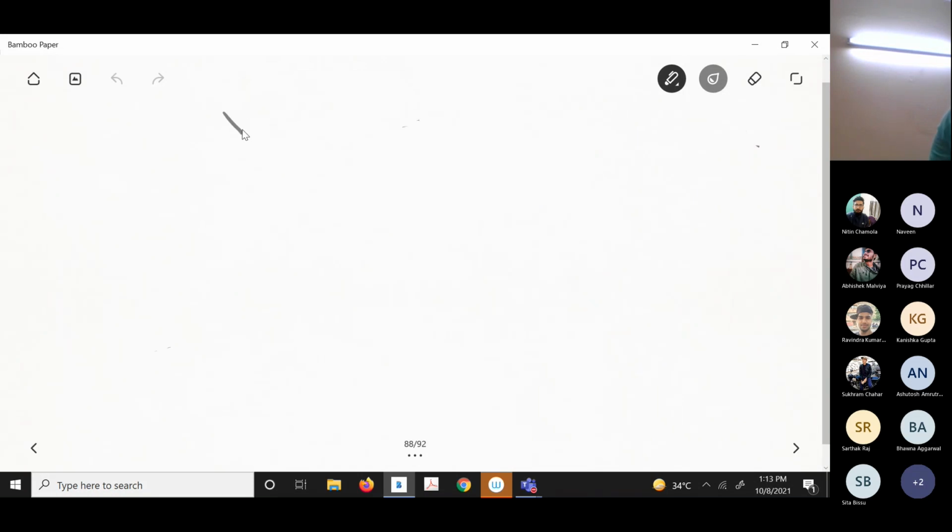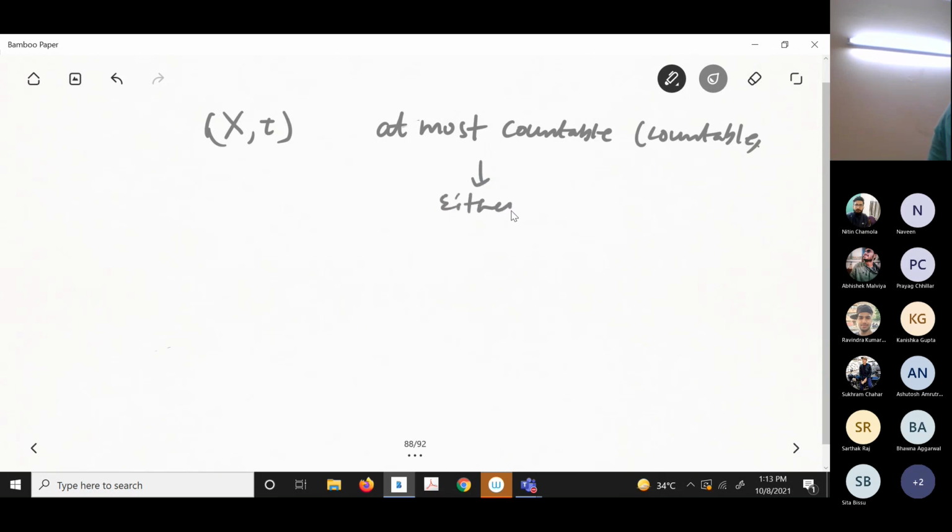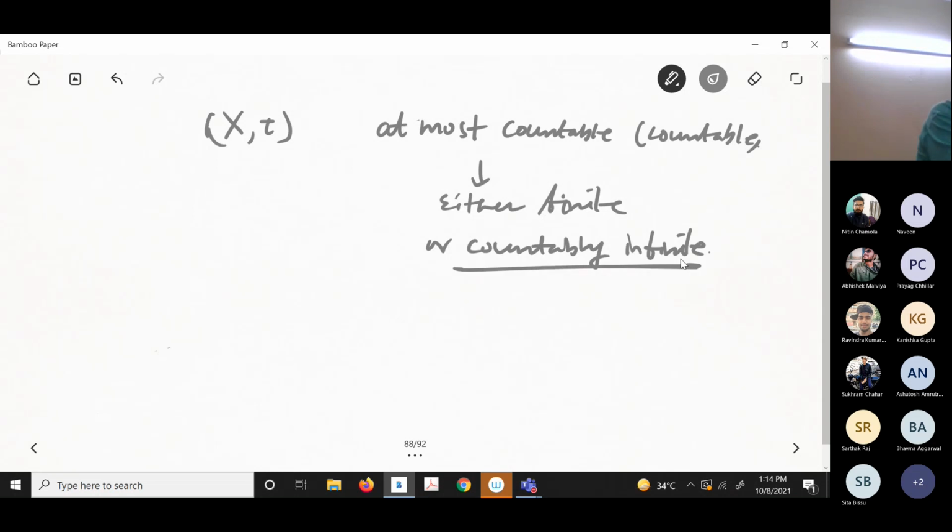let me define formally. So X is a non-empty set. Here I have used the word at most countable, but some people also just use countable. At most countable means, some people use the word simply countable also. It means either finite or, if it is infinite, countably infinite. That means it can be put into one-to-one correspondence with a set of naturals, countably infinite. So that is called at most countable. Some people just use the word countable.